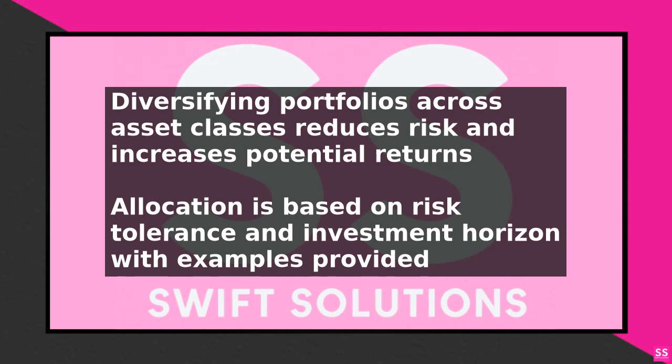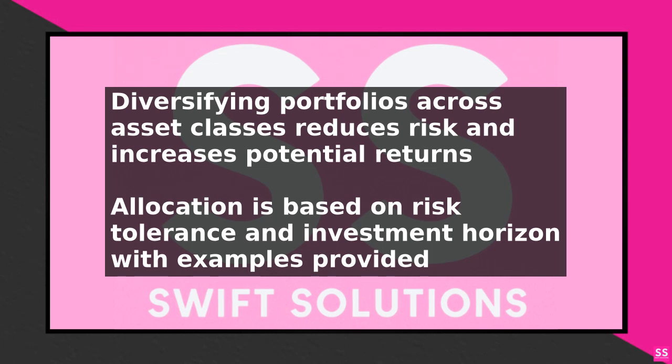For example, if you are conservative and have a short-term investment horizon, you may want to allocate a larger portion of your portfolio to bonds. If you are more aggressive and have a longer-term investment horizon, you may want to allocate a larger portion of your portfolio to stocks. Practical examples can help illustrate this concept.